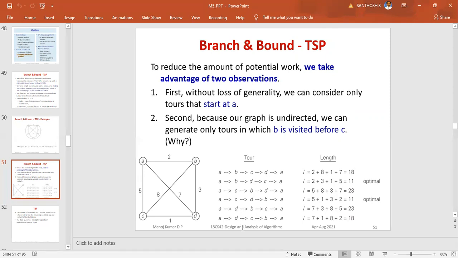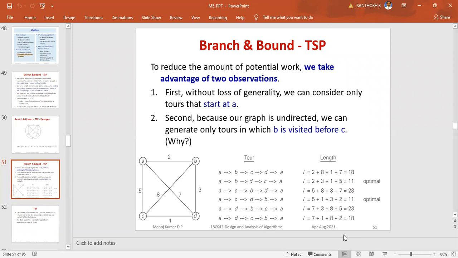Now you have multiple permutations of these. If there are 3, first you take BCD, next you take BDC. So for B you have CD and DC. For C you have BD and DB. Next, for D you have BC as well as CB. You just interchange them.